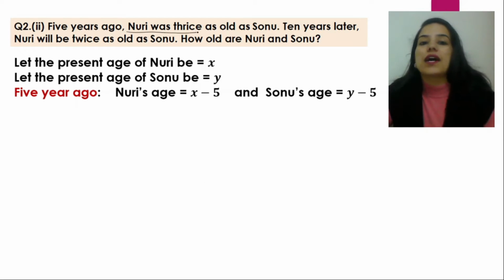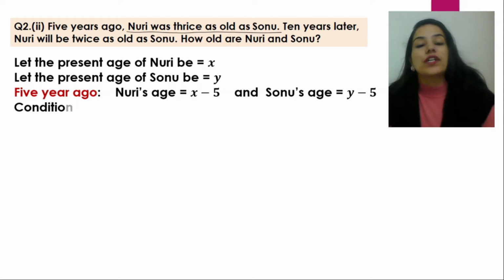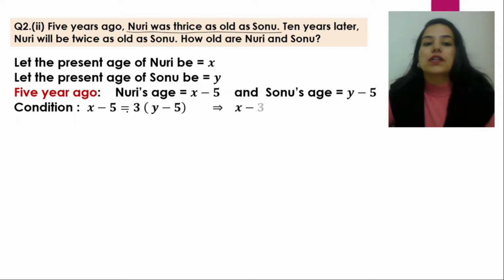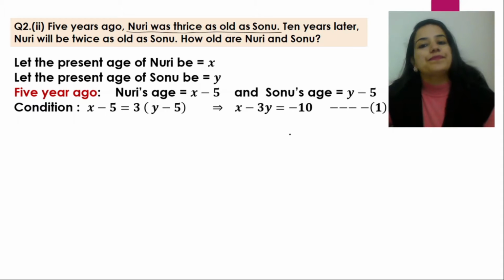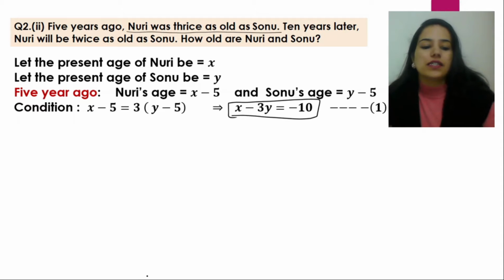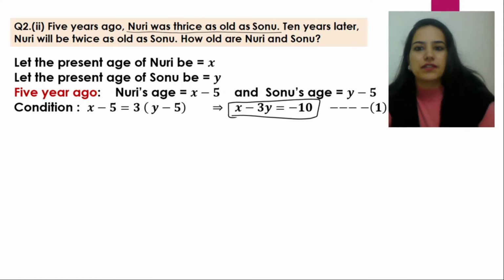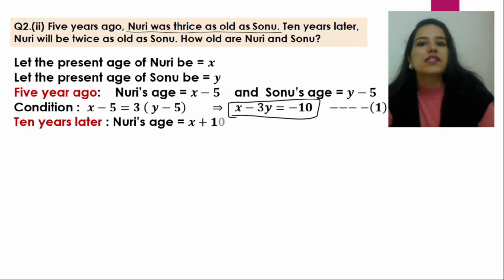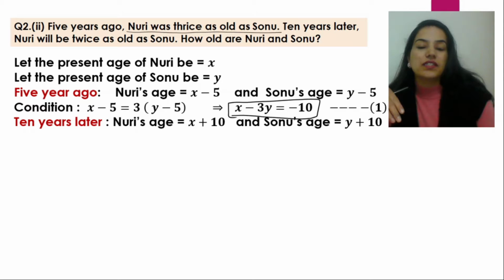Now look at the condition. Noori was thrice as old as Sonu. So applying the condition, Noori was 3 times Sonu. If you cross multiply or open the bracket, you get x minus 3y equals minus 10. Then 10 years later, so your time machine has to come back to the present and run 10 years later. Presently it's x and y, then 10 years later it will be x plus 10 and y plus 10. That's the common sense we are using, right? Not 10x, not 10y. Nobody becomes 10 times; if somebody's 10 years today, after 10 years he won't become 100. You have to add.